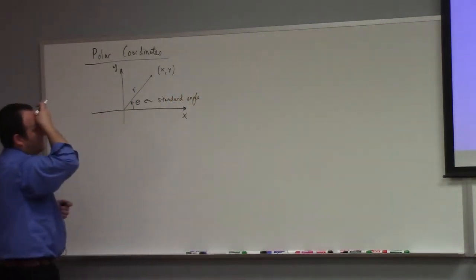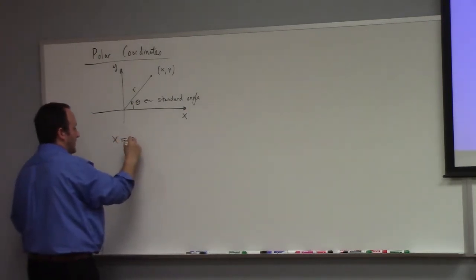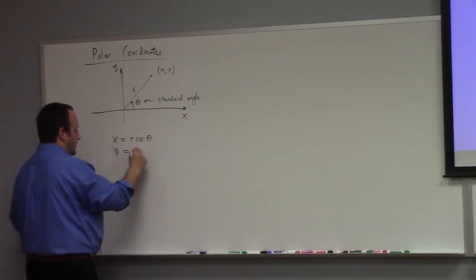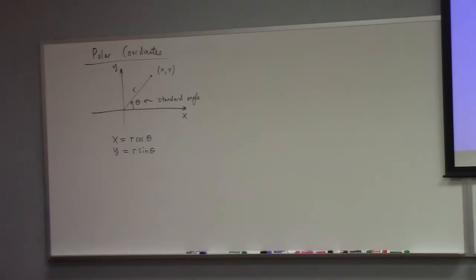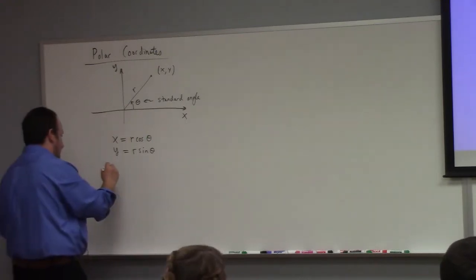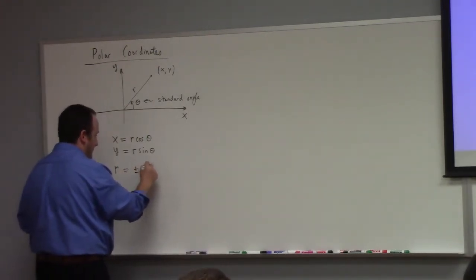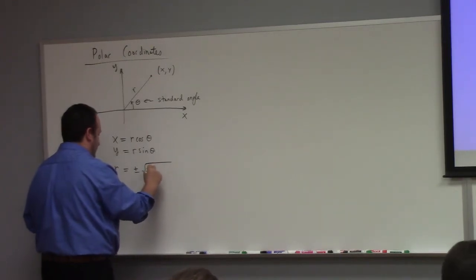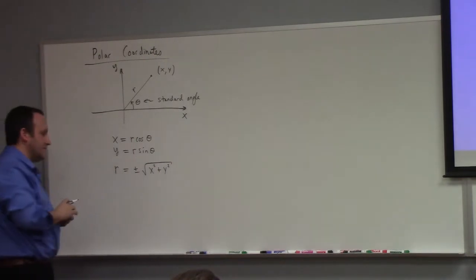All right, so what are the relations between these? Well, x is equal to r cosine theta, y is equal to r sine theta. And this annoys me, but in this part of the course, it's traditional to let r equal plus or minus the square root of x squared plus y squared, depending on the context.